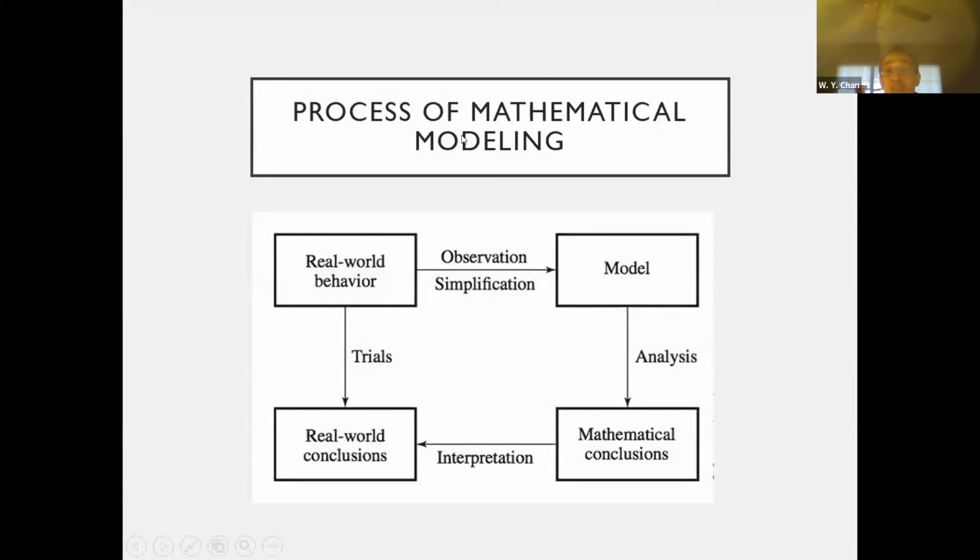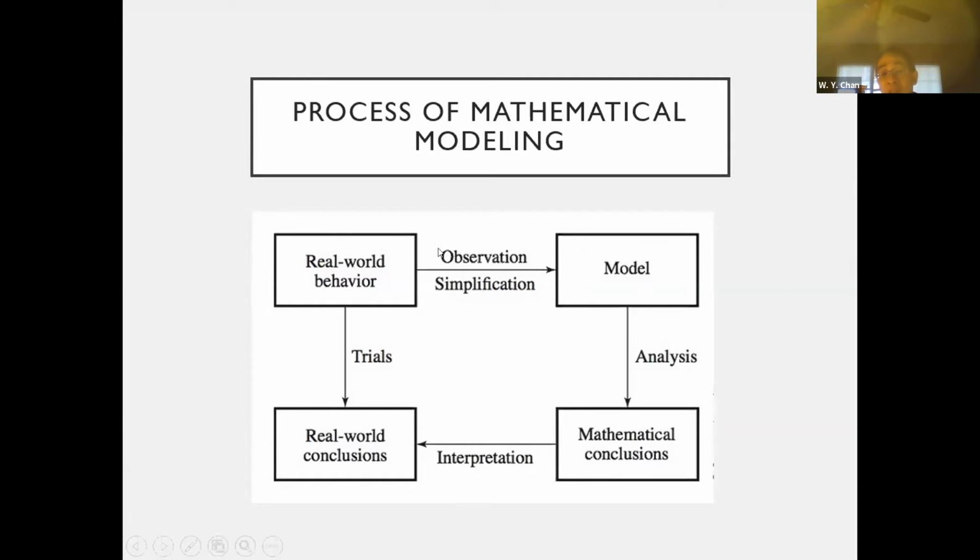So briefly, we will cover the mathematical modeling process with our students. Mainly we will look at real-world observation and then change it to a model. But in the middle, we need a lot of simplification. So students will learn how to write the assumptions.